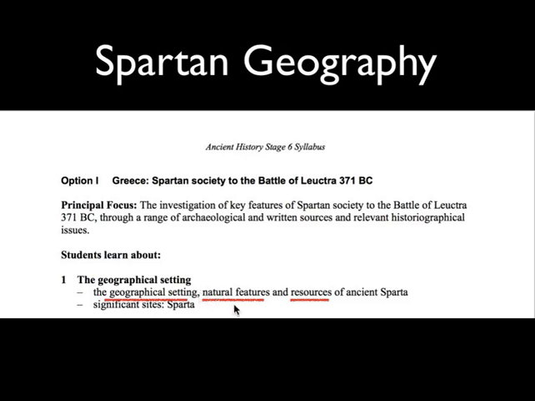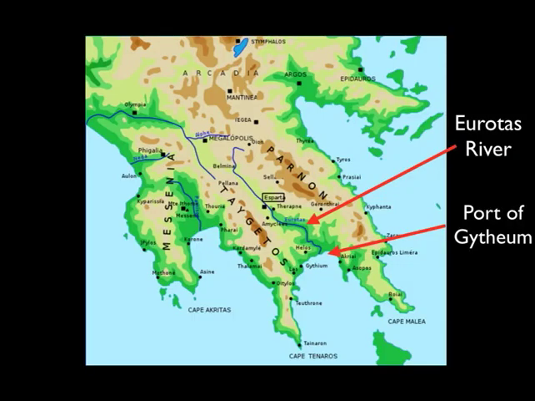The next thing we're going to look at are the natural features of the region. So we're going to move in a little bit closer, and we can see here this is Laconia. These two fingers of land here are Laconia. And the first term we need to learn is the Eurotas River, which runs through Sparta, and we can see Sparta here represented by this little small black square. And the Eurotas River flows through the Eurotas Valley, and it empties out here at the port of Gythium, which was very important for trade during this time period.